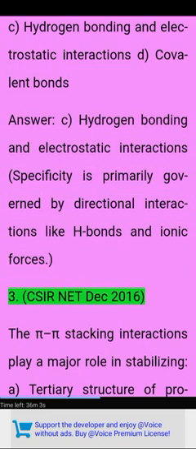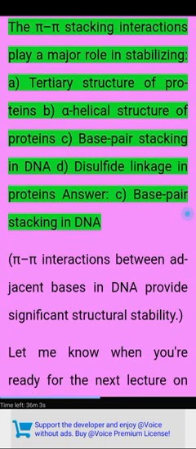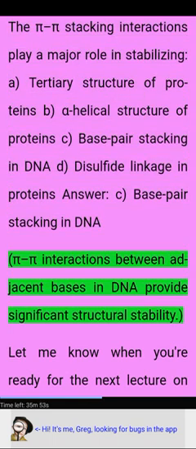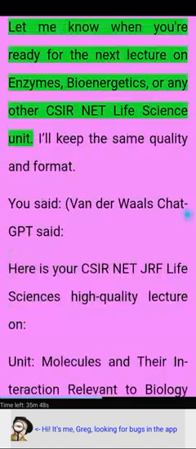3. CSIR NET December 2016. The pi-pi stacking interactions play a major role in stabilizing which of the following? A. Tertiary structure of proteins. B. Alpha helical structure of protein. C. Base pair stacking in DNA. D. Disulfide linkage in proteins. Answer C. Base pair stacking in DNA. Pi-pi interactions between adjacent bases in DNA provide significant structural stability.